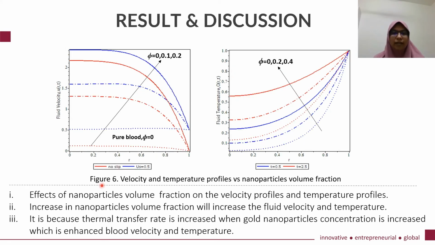Next is figure 6. It shows the effects of the nanoparticle volume fraction on the velocity profiles and also temperature profiles. Based on the graph, an increase in nanoparticle volume fraction will increase the fluid velocity and also the temperature profile. It is because the thermal transfer rate is increased when the gold nanoparticle concentration is increased, which will enhance the blood velocity and also temperature.